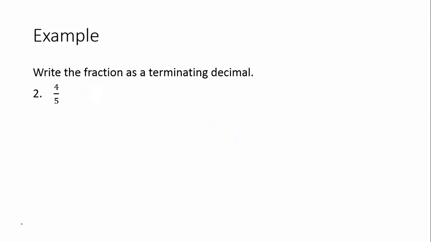Let's try it again with 4/5. If you'd like to try this one on your own, remember how to do long division. We are dividing 5 into 4. 5 does not divide into 4, so we need to start adding some zeros. 5 goes into 40 8 times. 8 times 5 is 40. We have a remainder of 0. Once you have the remainder of 0, remember, you have the terminating decimal. So the fraction 4/5 can be written as 0.8.